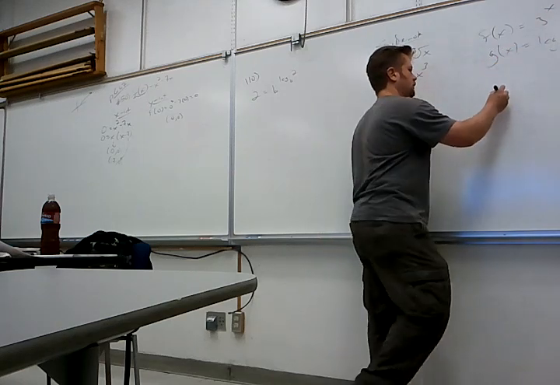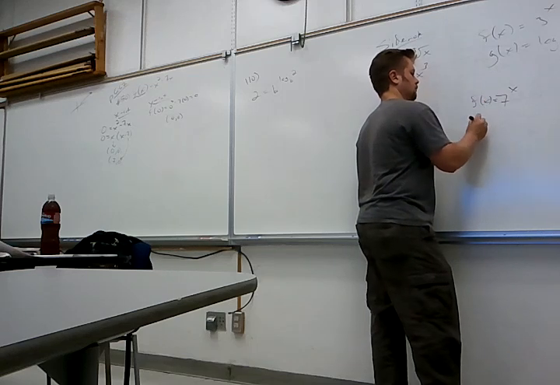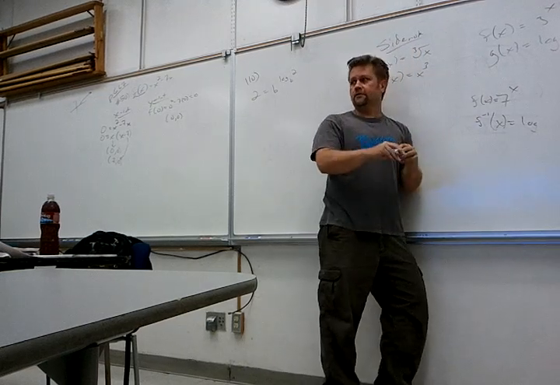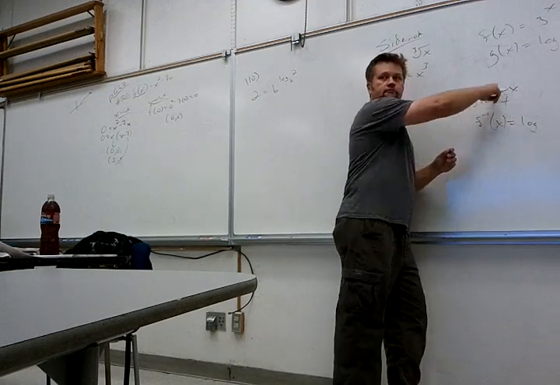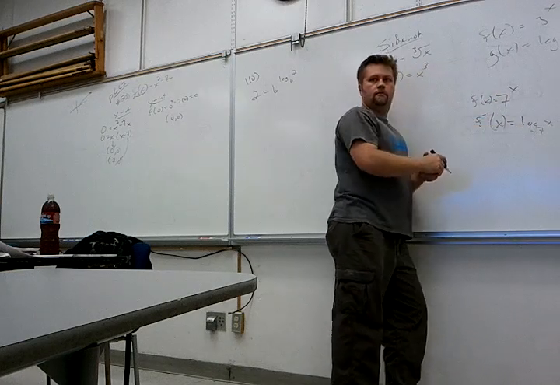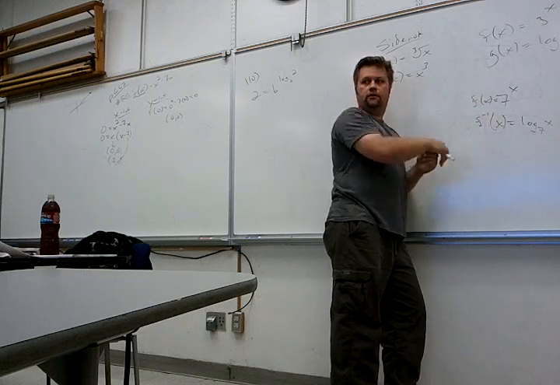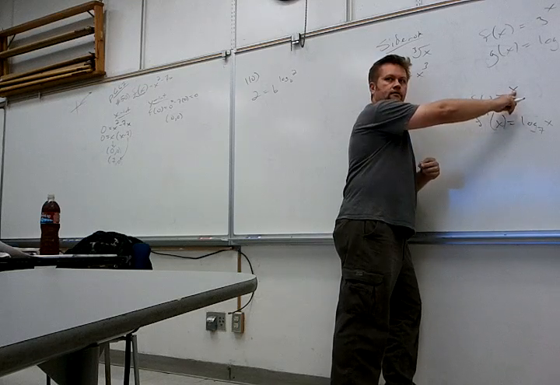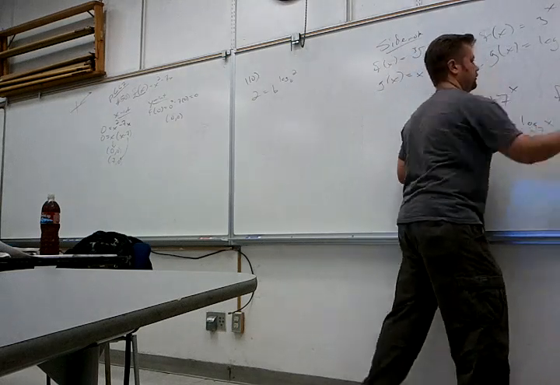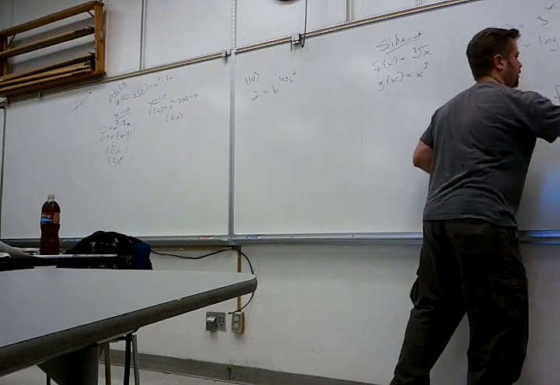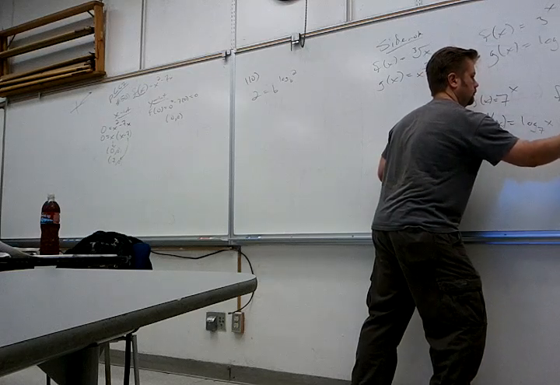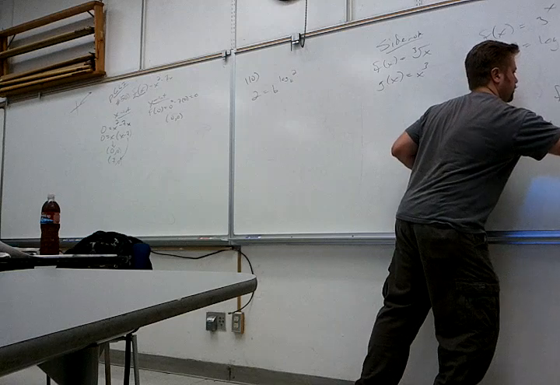Cool. So what's the inverse of 7 to the x? Log base 7. What's the base here? 7. Isn't that cool? The base is 7. They're inverses of each other. If I put a 2 in there, so if I do f of 2, what do I get? 7 squared is 49. If I put 49 in here, what's log base 7 of 49?